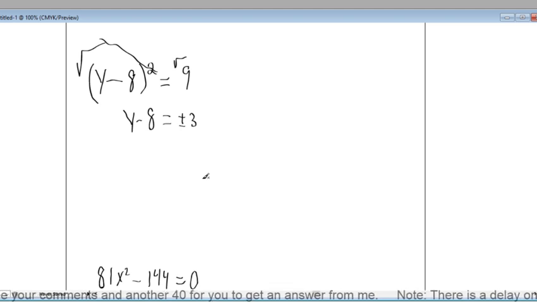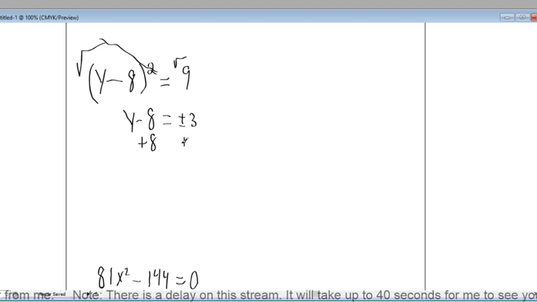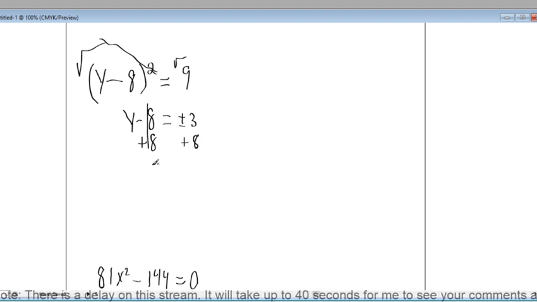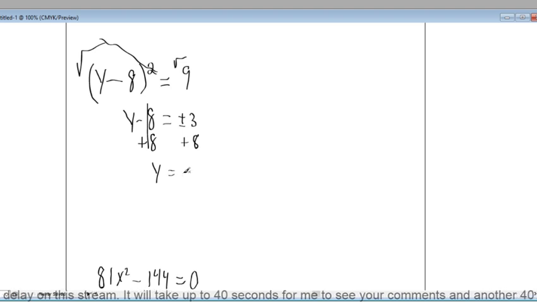Okay, well, one more step to get y by itself, and that is to get rid of that 8. Right now we're subtracting 8, so we're going to want to add 8 to both sides. So that cancels there. We are left with y on this side. And on this side, we have 8 plus or minus 3.